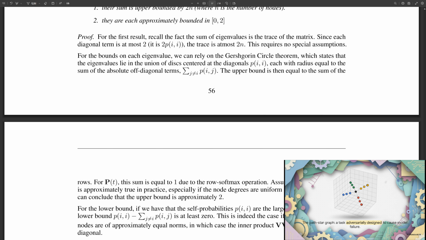This is a path star graph. Just think of it as a digital maze. It's got a central hub and all these long, branching paths coming off of it. Now, this maze was designed to be adversarial, which is a fancy way of saying it was built to break models that just work by predicting the next logical word or step in a sequence.